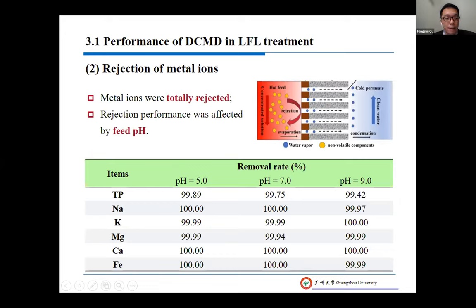We also assessed the rejection of metal ions. As we can see in this table, for all five metal ions, including sodium, potassium, magnesium, calcium, and ferric ions, the rejection rate is nearly 100%. Moreover, we can find that the rejection rate was not affected by the feed pH.